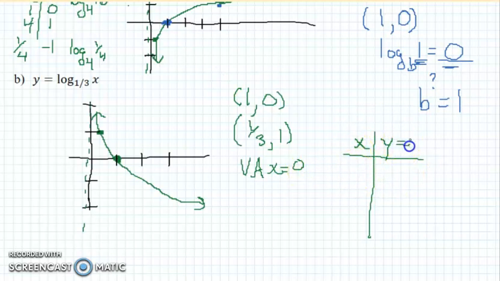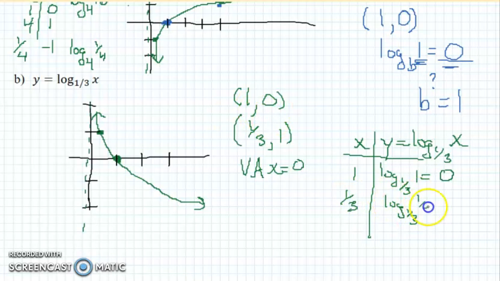So if we're thinking about what's easy to plug into log, and I say easy relatively speaking, what we can plug into log base 1/3 of x and figure out a y value. So the ones that we did already: if x is 1, then we're looking for log base 1/3 of 1. What power of 1/3 is 1? That's the 0 power. So that's where we got that (1, 0). If x is 1/3, then we're looking at what power of 1/3 is 1/3. And the answer is the first power. So that's where we got this (1/3, 1).